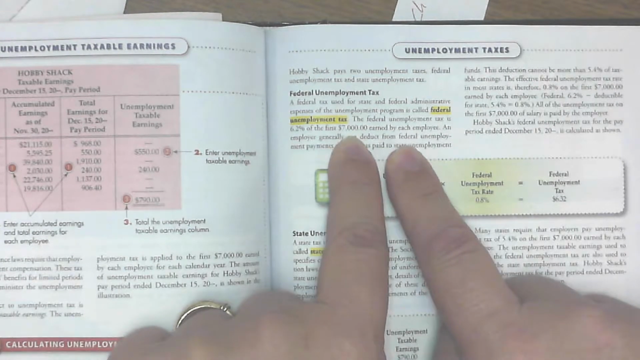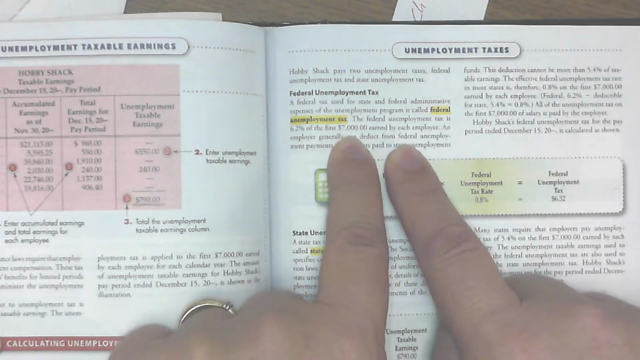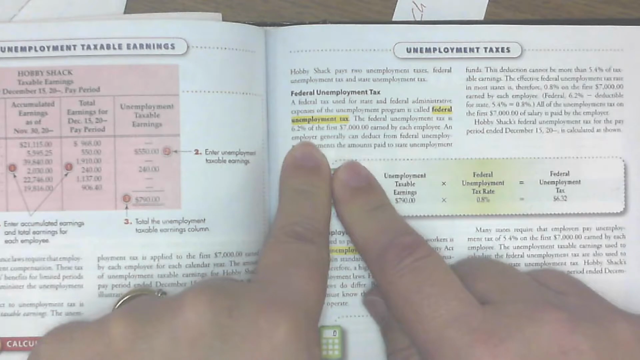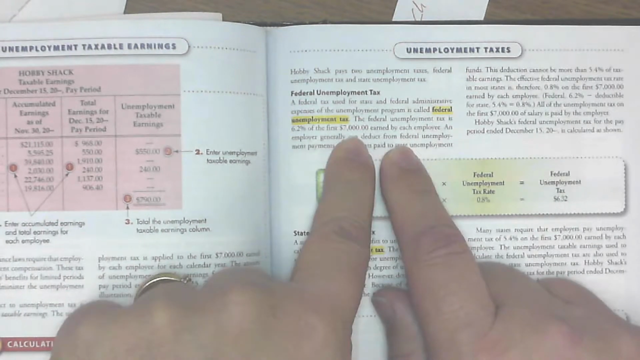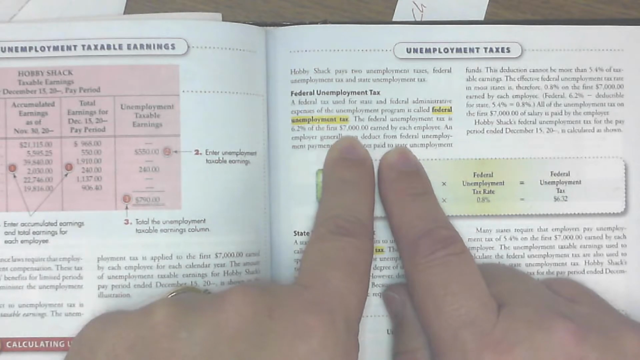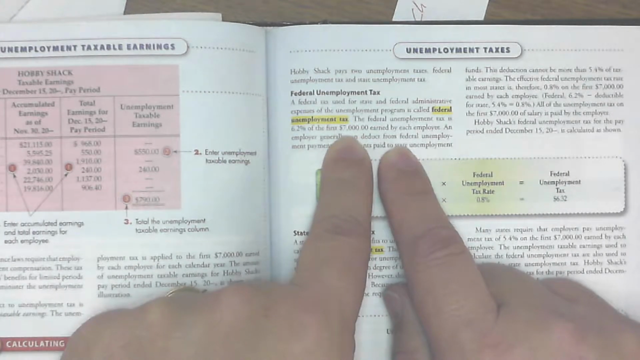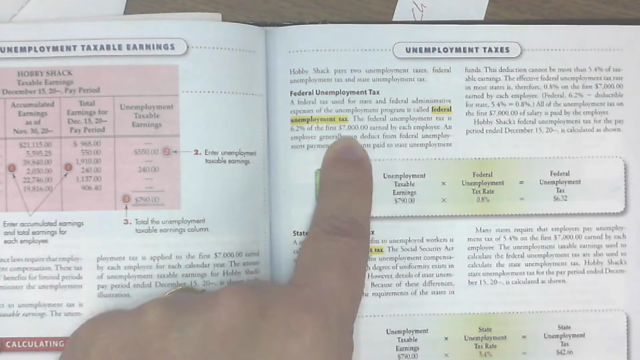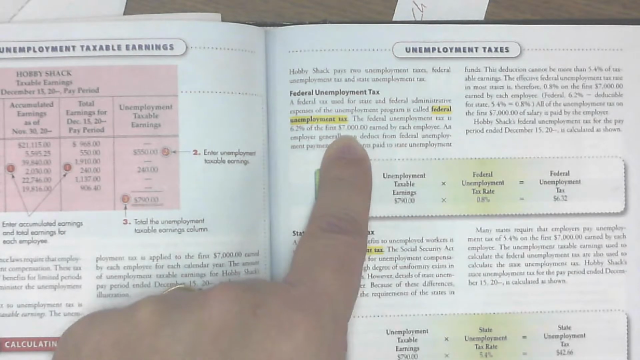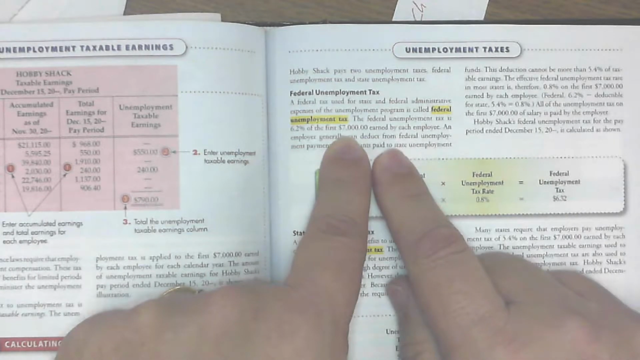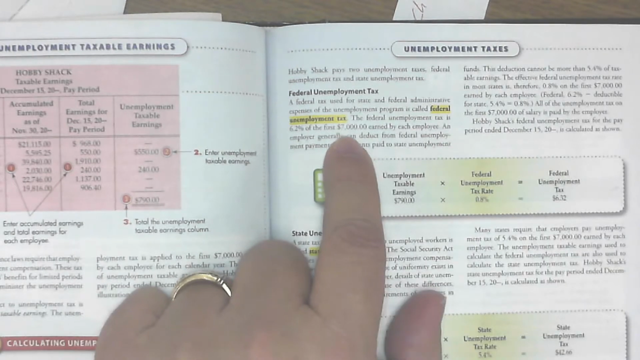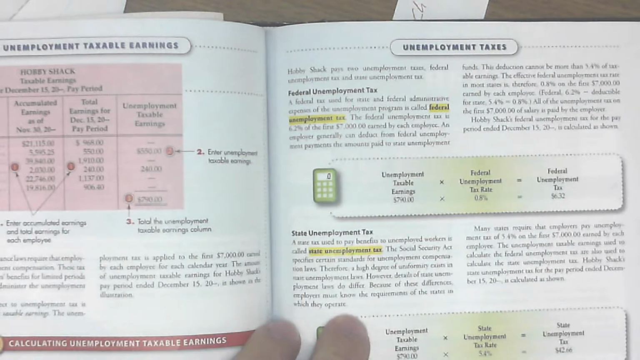You can always look up the percentage, because it shows the percentage in front of that as 6.2%, but you've got to keep a lookout for the first $7,000. Anything over that, you're not going to calculate any unemployment tax, since it's already been calculated during the previous quarter or the reporting periods. So that's what we've got to watch out for with the unemployment tax.